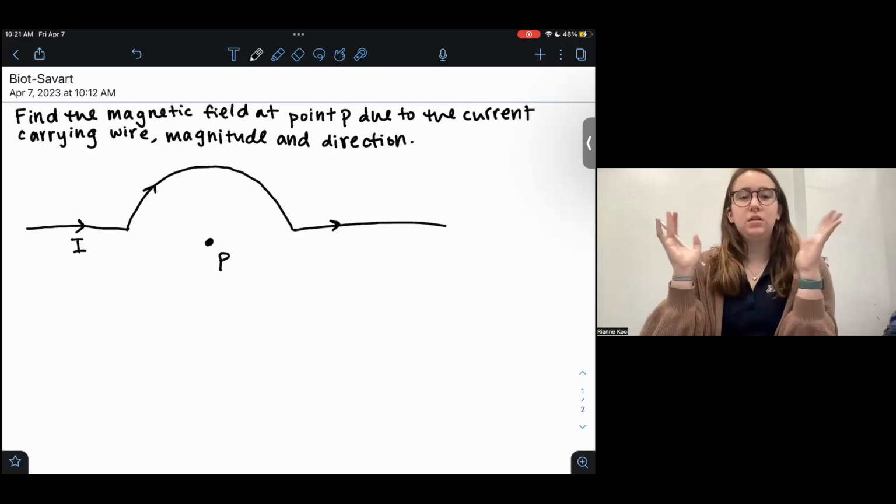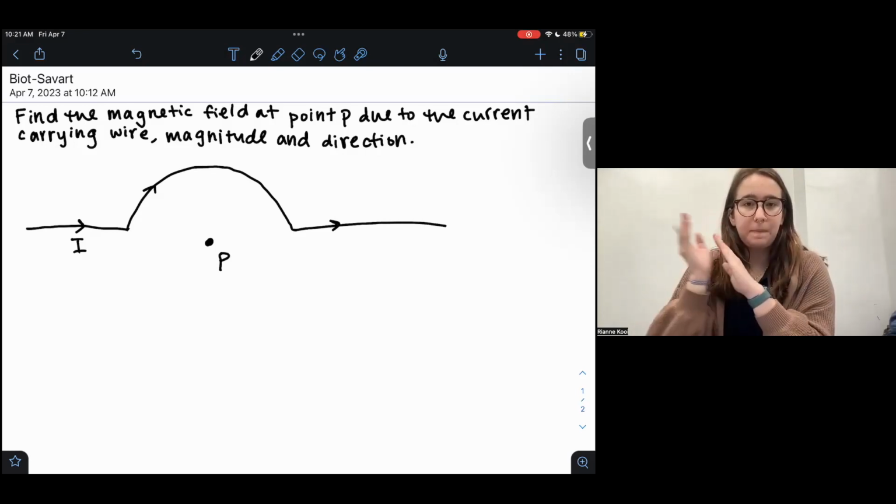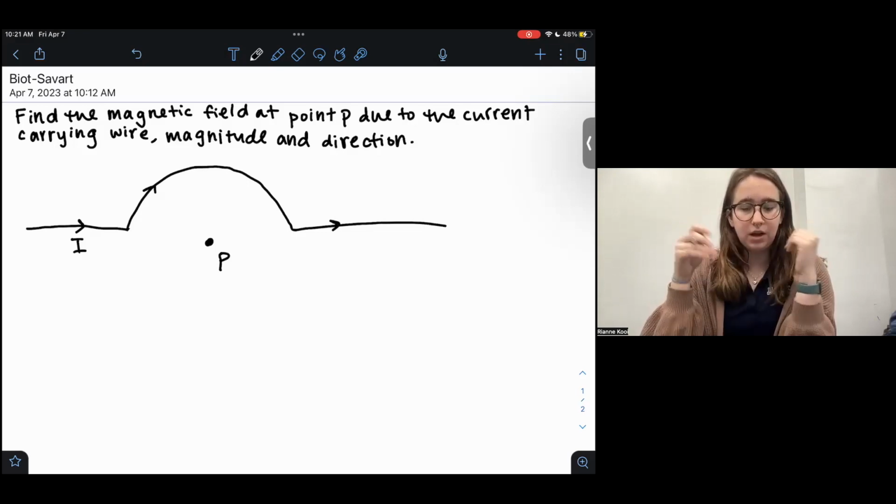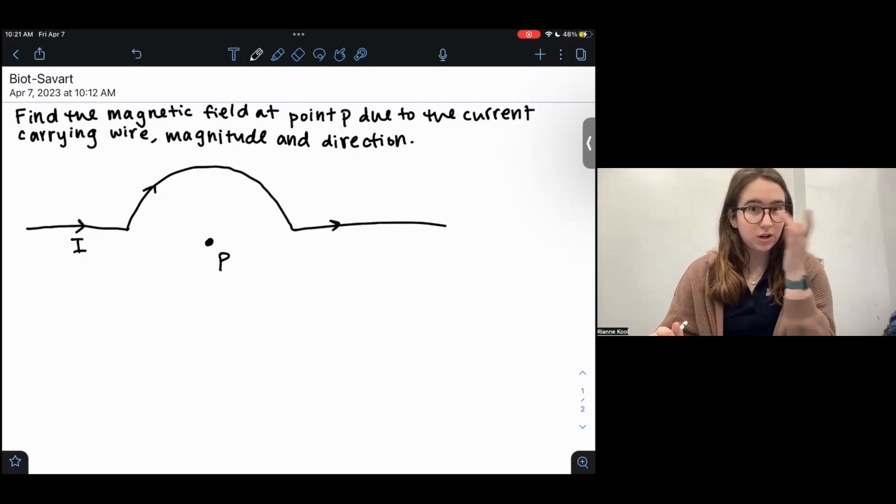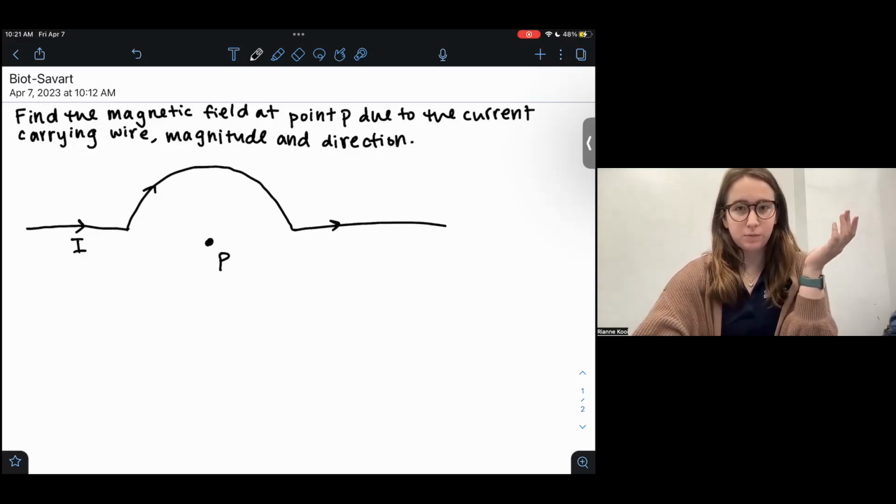So we want to find the magnetic field at a point P due to the current carrying wire, and we want to find the magnitude and the direction of it. This is going to be focusing on the Biot Savart law, so let's write out what that is so we can see what we're working with.